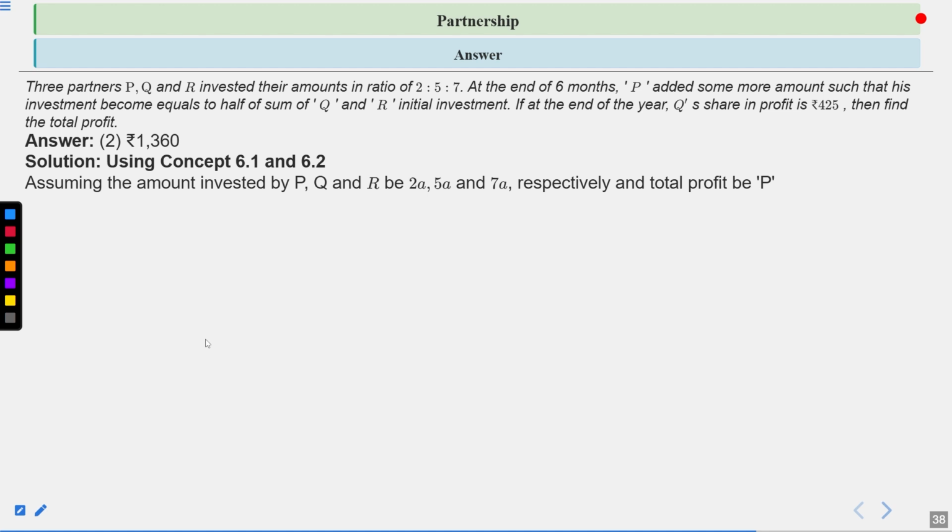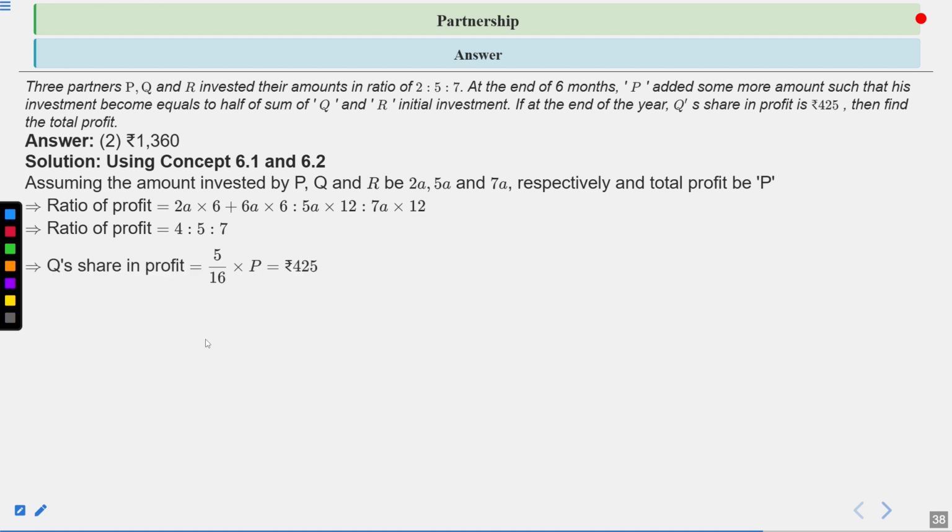Assuming the amounts invested by P, Q and R be 2A, 5A and 7A respectively, and the total profit be P rupees. So the ratio of the profit will become 2A into 6 plus 6A into 6 ratio 5A into 12 ratio 7A into 12. Now the profit ratio becomes 4:5:7.